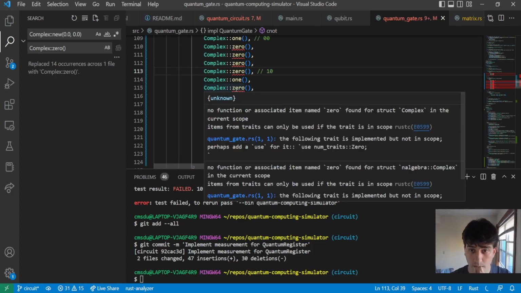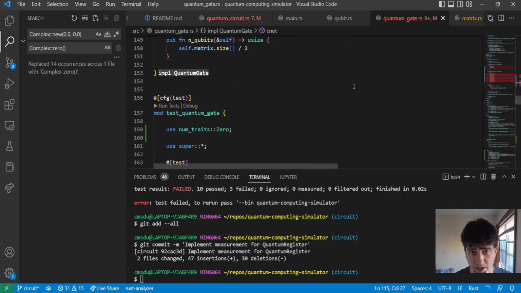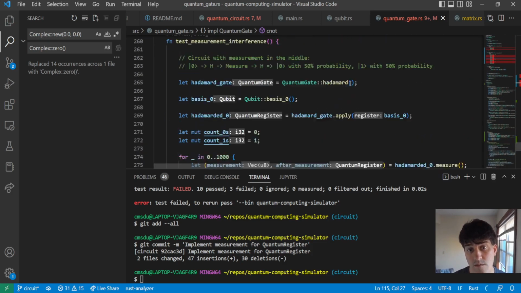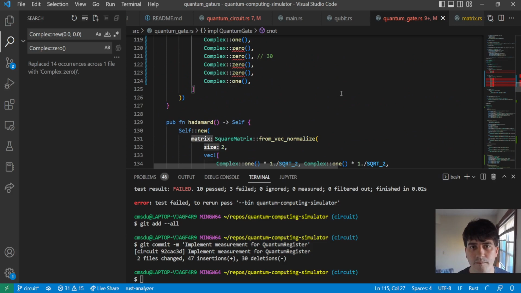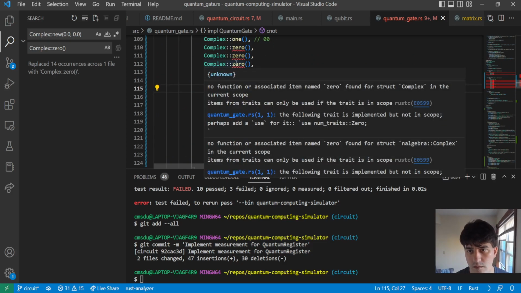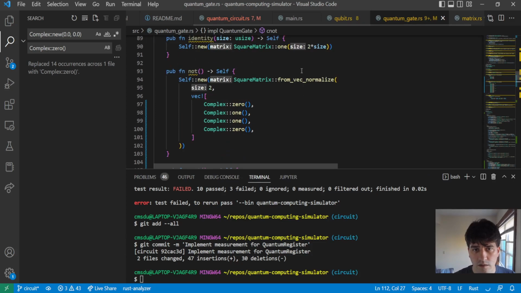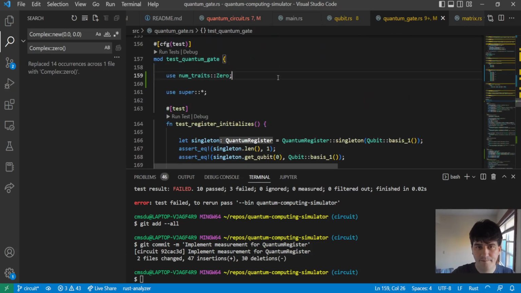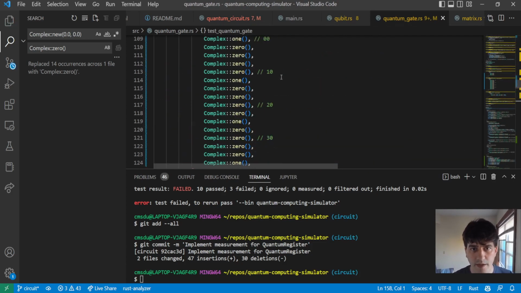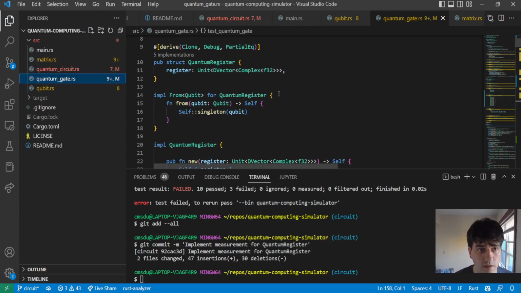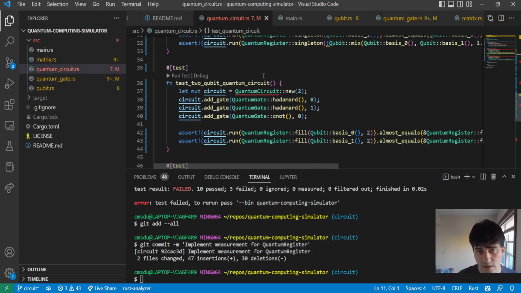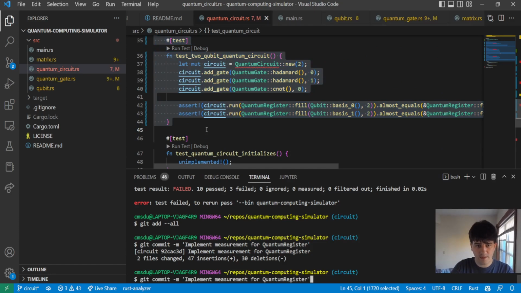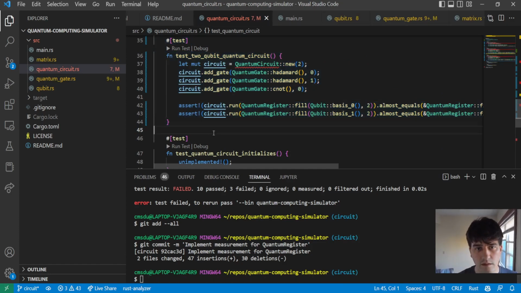Okay. Complex 0 is not found. Didn't I just use complex 0? Seemed to be found here. Oh, we need the trait imported. Okay, cool. Everything is passing. I'm once again going to comment out these quantum circuit tests that are not going to compile. And, oops.